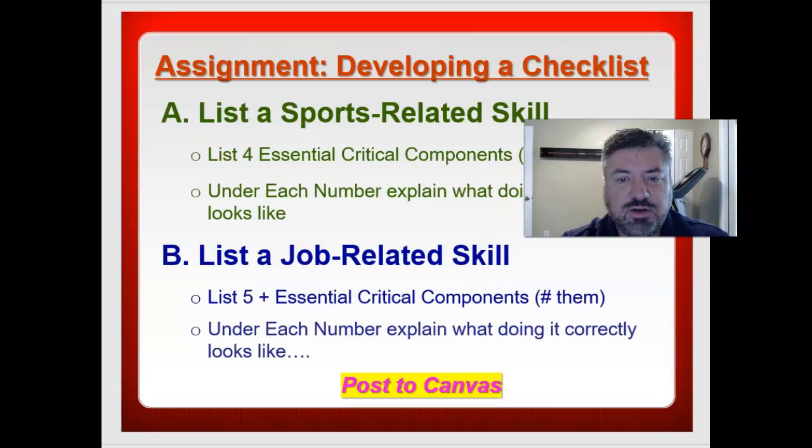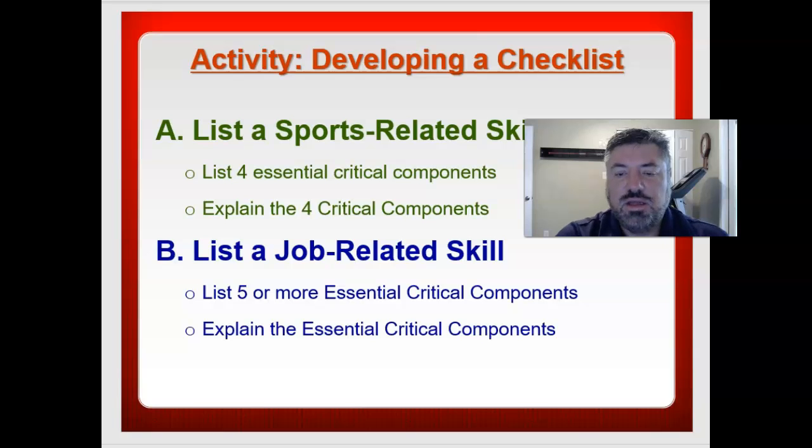So let's dig into our portfolio activity for the day. Take out a clean sheet of paper and do this activity. We're going to start by developing a checklist. So follow the directions here and start with A. List a sports-related skill. So this could be shooting a basketball, throwing any type of ball, kicking any type of ball. Think of the form of a sports-related skill, or you could even put in some ideas for gameplay.